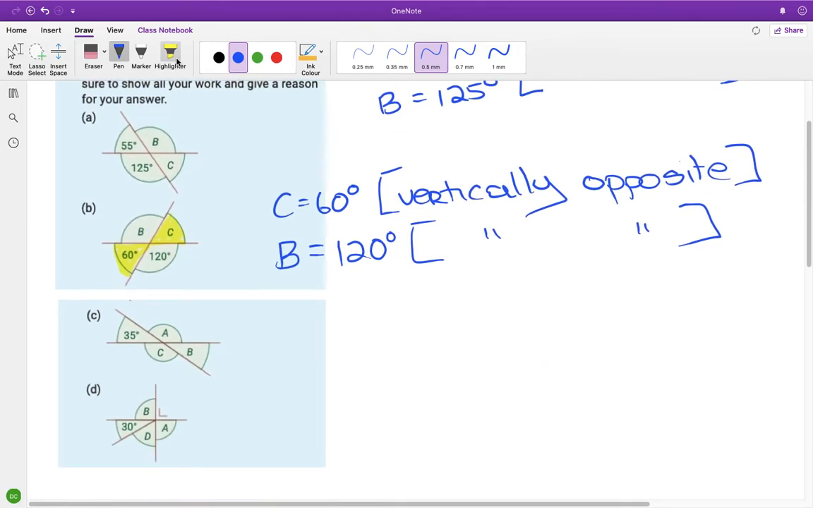Okay, next one down. So this one is the same as that one. So we can see that B is 35. Now again, there's a couple of ways to get to this next bit. I'm just going to do it the way I would do it.